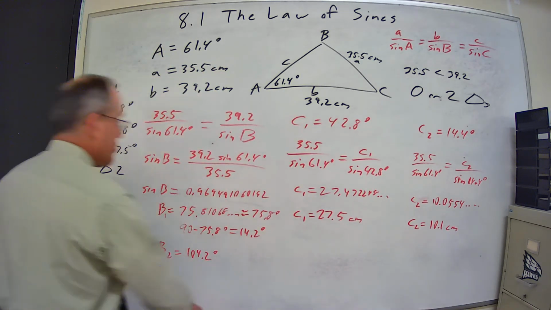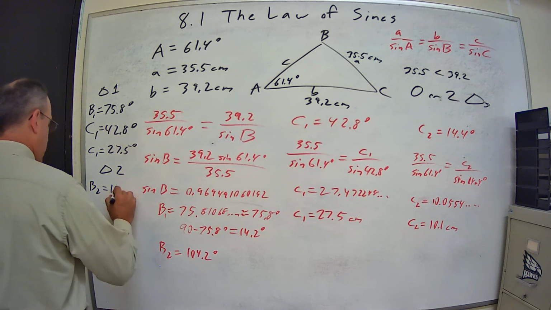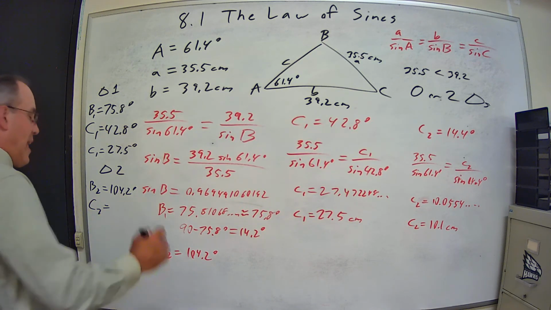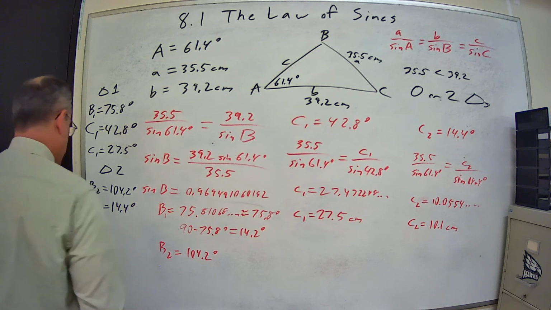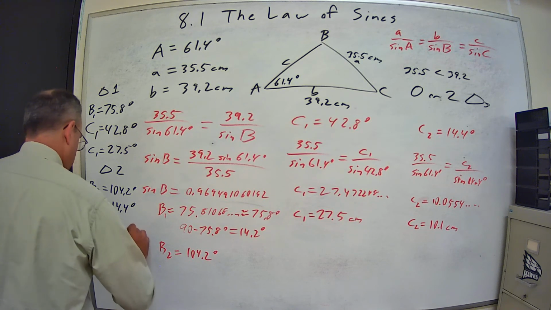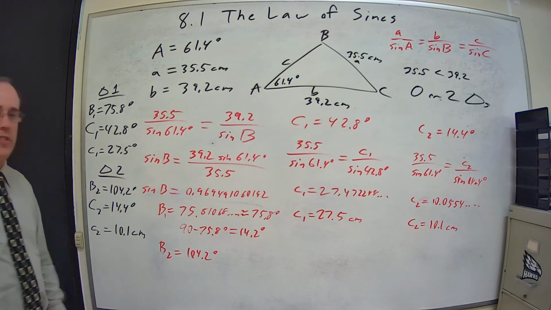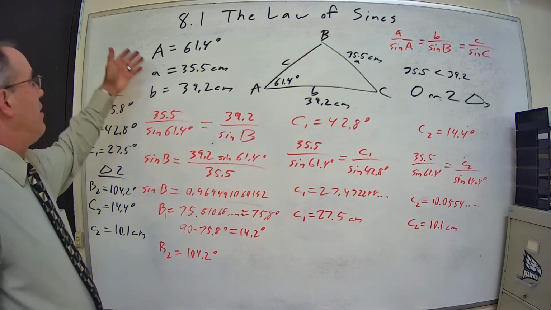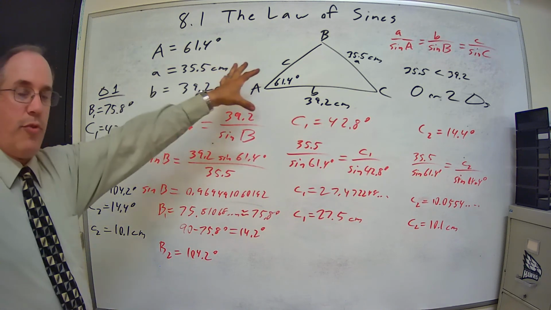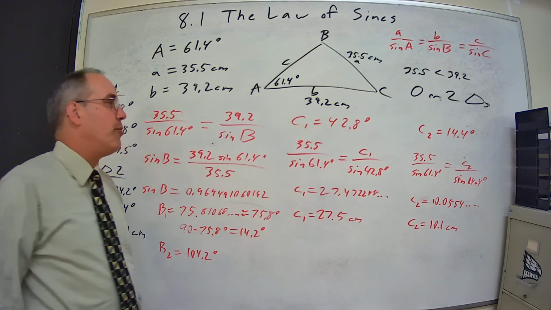So now I have those. So I'm going to put this here. So B2 is equal to 104.2 degrees. C2 is equal to 14.4 degrees. And c2, the side, is equal to 10.1 centimeters. So we have our first triangle and we have our second triangle solved. And of course, angle A, side A, and side B are the same for both of those because that's what we were given.